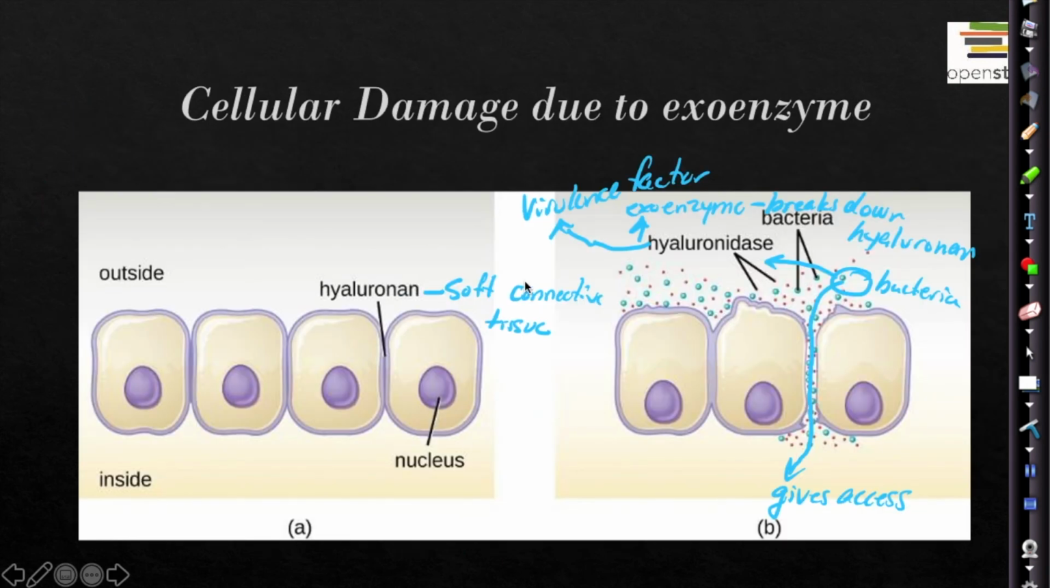Cellular damage is due to an exoenzyme like hyaluronidase. Hyaluronidase is an exoenzyme that breaks down the soft connective tissue between cells. When you break down the soft connective tissue, that allows bacteria to have access between those cells to go to a new area. So that new area has less competition, more nutrients available for that pathogen, therefore it can survive better.